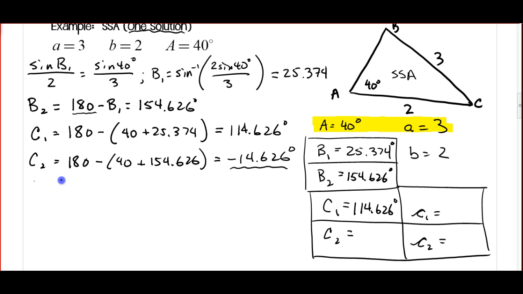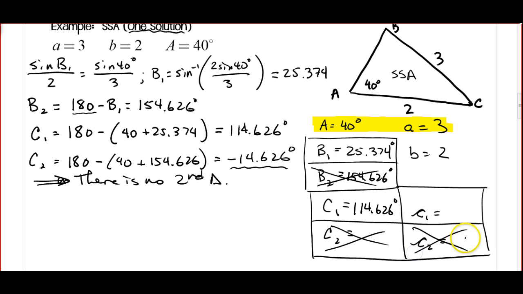So what this tells us is that there is no second triangle. So I don't need this, I don't need this, and I don't need this. If you're working through the problem and you end up with the third angle in the second triangle being negative, you know that there really is no second triangle.